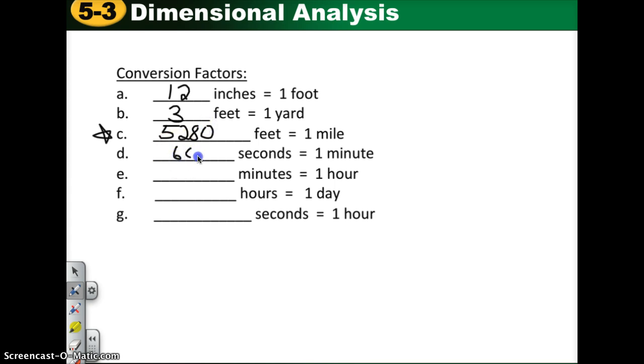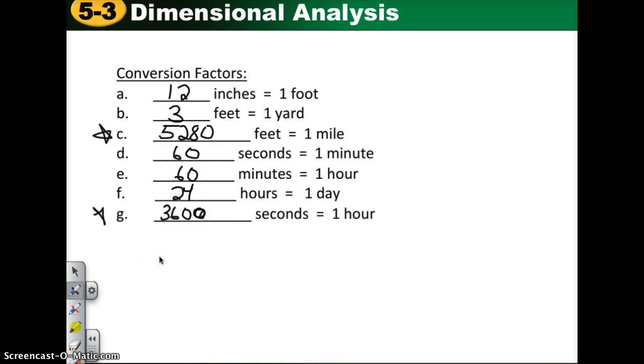There are 60 seconds in 1 minute. There are 60 minutes in 1 hour. There are 24 hours in a day. And to get the seconds in an hour, 60 times 60, 3,600. Letters C and G are two that you may not be as familiar with that you need to make sure you have memorized before you get to the quiz or the test.